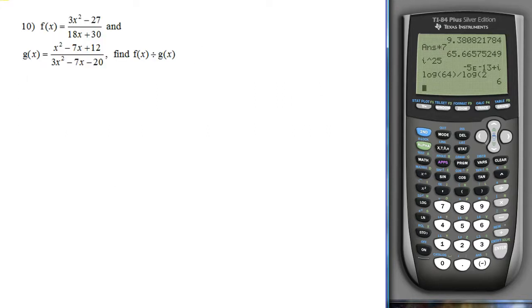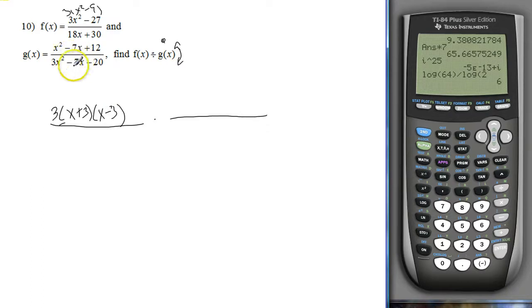Number 10. All right, what do we got here? A division. So I have to change it and flip it to multiply. So let's just set this up here. This is a pretty big one. So I take out a 3, and you get x squared minus 9. So this would be 3 times x plus 3, x minus 3. So just go through and factor all this. Just flip this one.